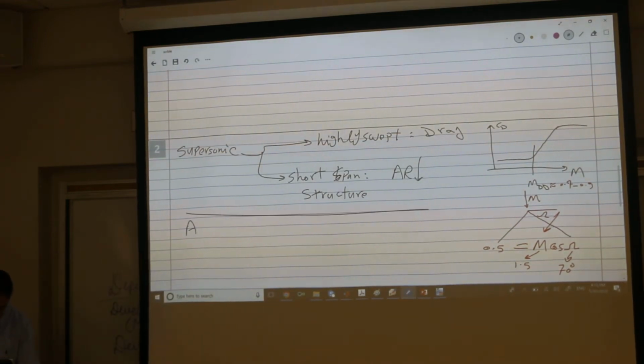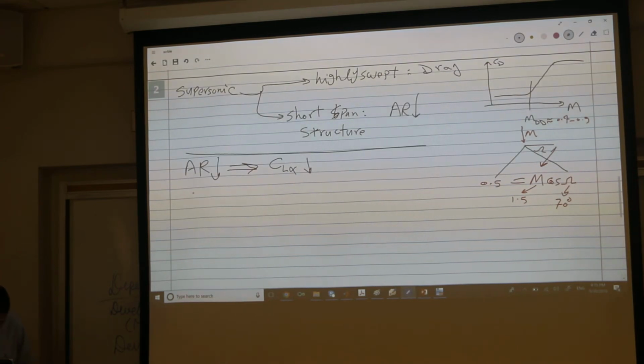Okay, so this is our supersonic design. Now we have a low aspect ratio. Low aspect ratio leads to what? We just stated what? Your CL alpha is higher or lower? Lower. You lose your lift sensitivity. What about the sweep? Higher sweep means what? It's the same actually. Okay?